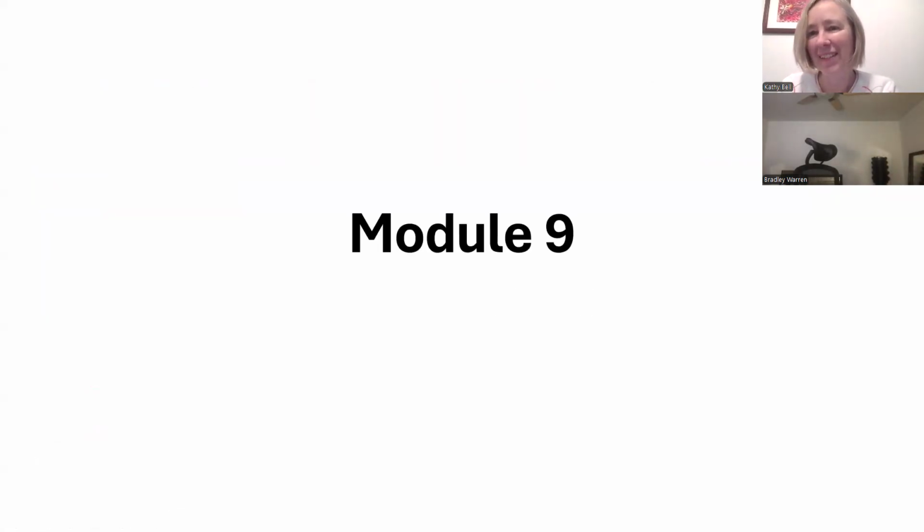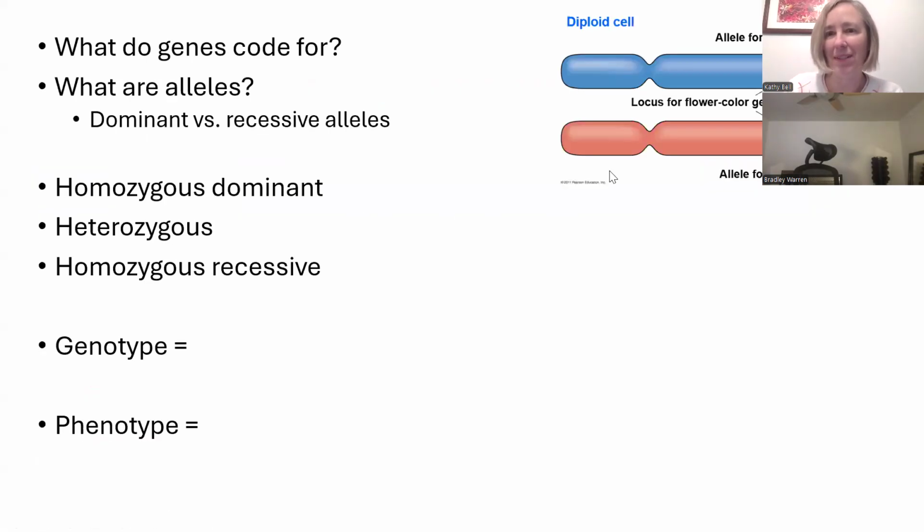All right. So we're going to start with Module 9. The exam is going to be Modules 9, 10, and 11. And there are going to be 40 multiple choice questions on the exam, just like all the other exams. So let's go ahead and start with our questions here. In Module 9, we've got genetics that we're going to be starting with.